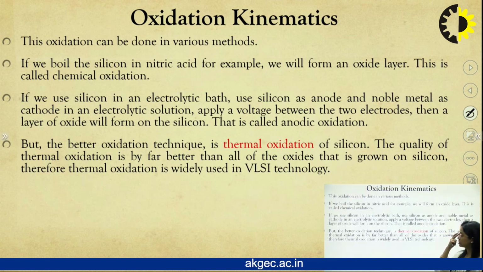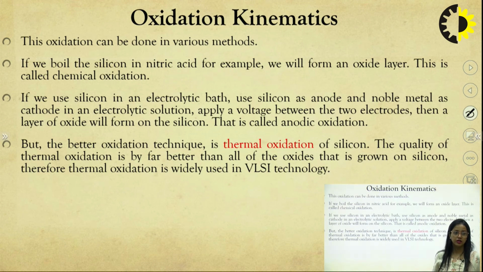The oxidation can be done in various methods. If we boil the silicon in nitric acid, for example, we will form an oxide layer.